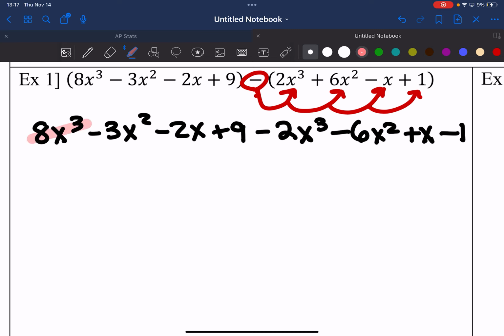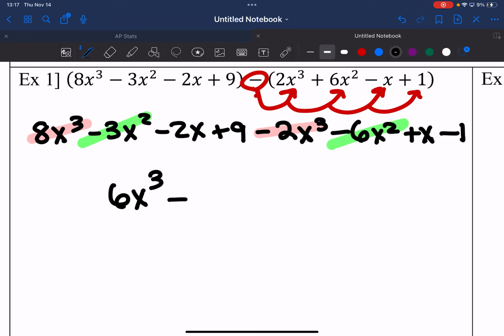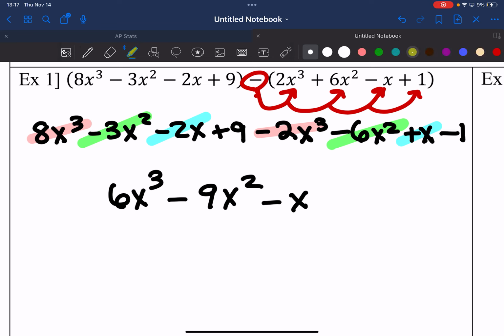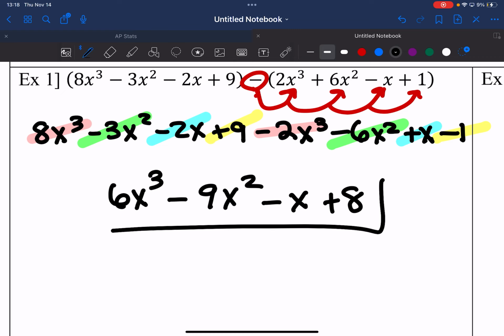So I have 8x cubed minus 2x cubed, so this is 6x cubed. And then I go to my squares, so I have negative 3x squared and negative 6x squared, so negative 9x squared. Then I go to my x's, negative x and x gives me minus x. And then lastly, my constants, 9 minus 1 is 8. This is my answer.